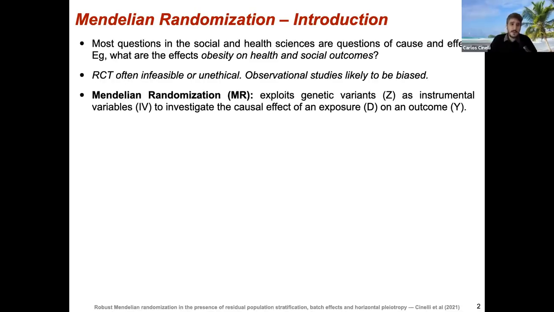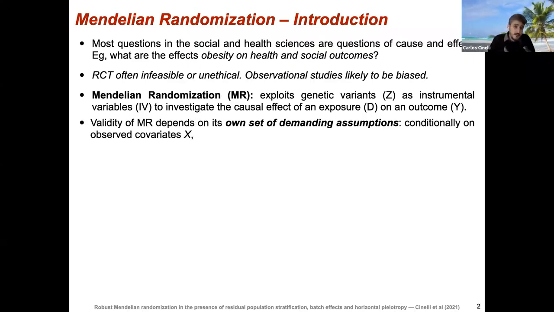So that's where Mendelian randomization comes in, and the idea of Mendelian randomization is to exploit genetic variants, which I'm going to call here Z, as an instrumental variable to investigate the causal effect of an exposure trait D on an outcome trait Y.